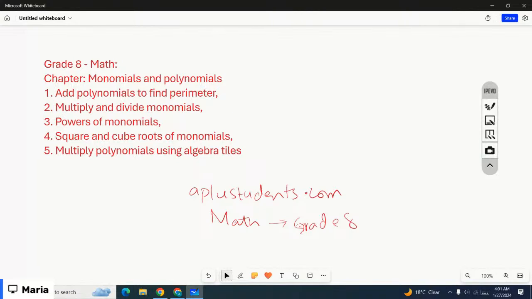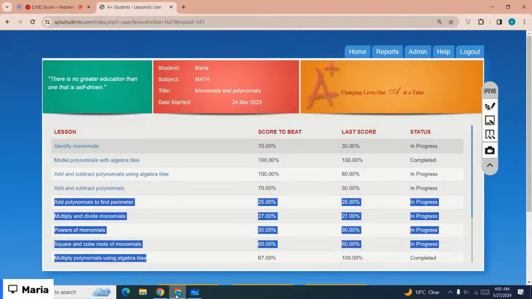We're going to start with the chapter monomials and polynomials. The lessons we're going to cover today are add polynomials to find parameter, multiply and divide monomials, powers of monomials, square and cube root of monomials, and multiply polynomials using algebra tiles. So please make sure you have your notebook and pencil so that you can note down the important examples and definitions as well. So here I am on grade 8 math.